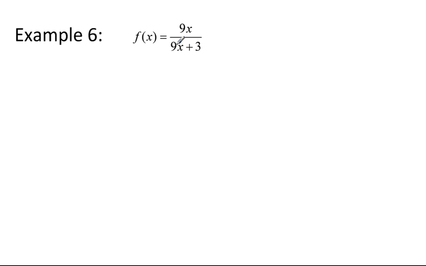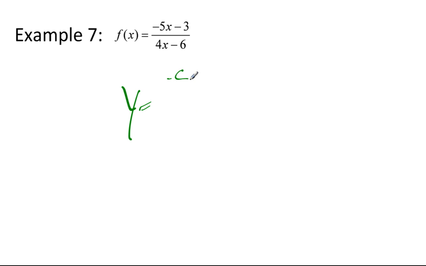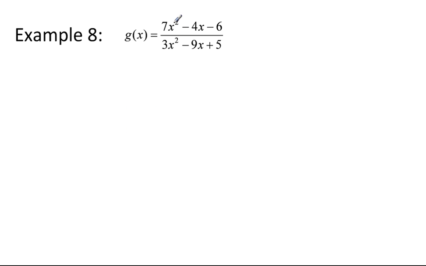Alright, again here, x and x are the same, so we're just going to go with y equals 9 over 9, which is just 1. X and x is the same, so y is going to equal negative 5 over 4. X squared and x squared, they are the same, so we just worry about those front numbers, and y equals 7 over 3.